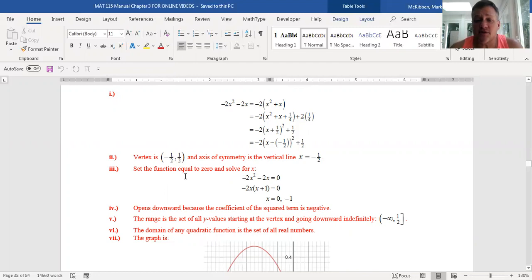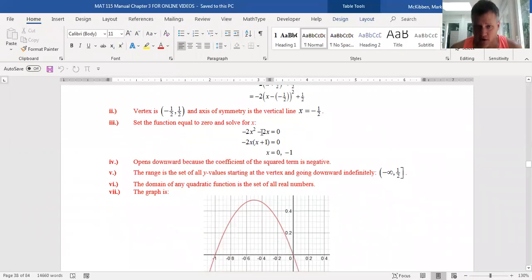To find the x-intercepts, remember the x-intercepts occur when y is 0, right? On the x-axis itself, the y-coordinate is 0. And so what I'll do is set the function equal to 0 and solve that for x. So solving this quadratic is easiest done by the factoring method. I'm going to factor out the -2x, and now by the zero factor theorem, set each factor equal to 0 and solve for x. So what I know is that this function crosses the x-axis at 0 and -1.